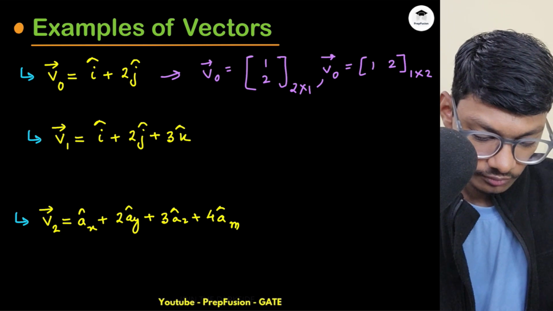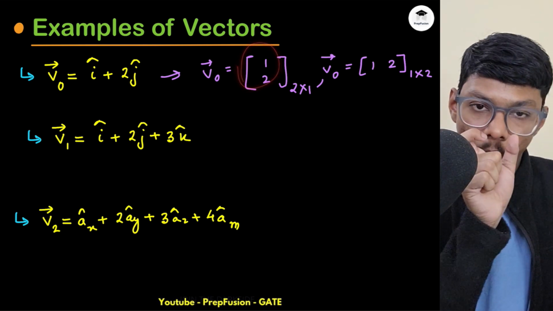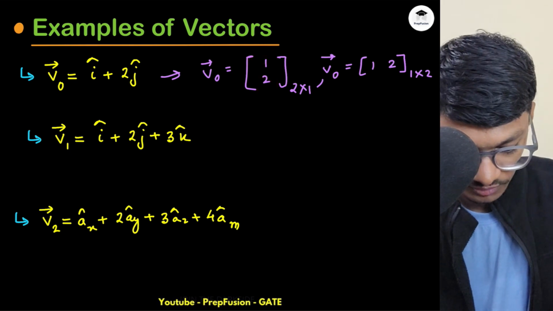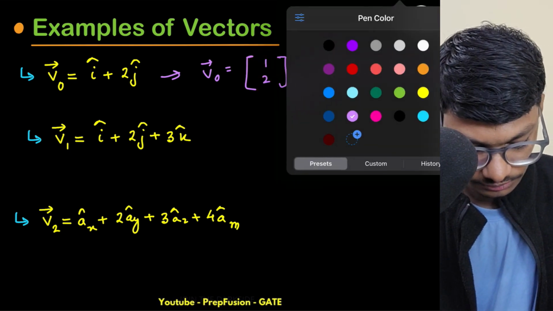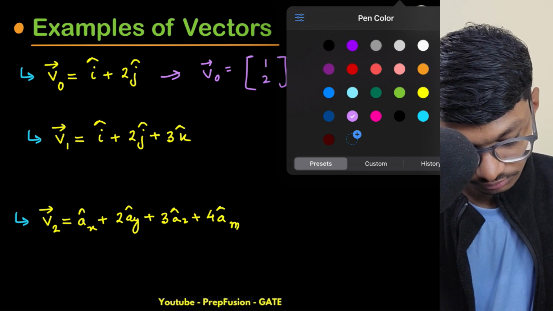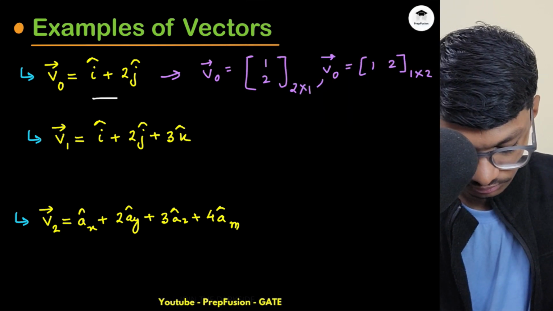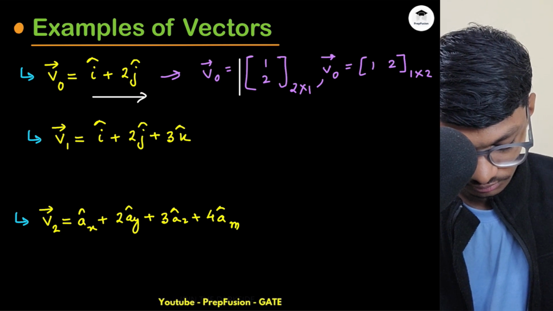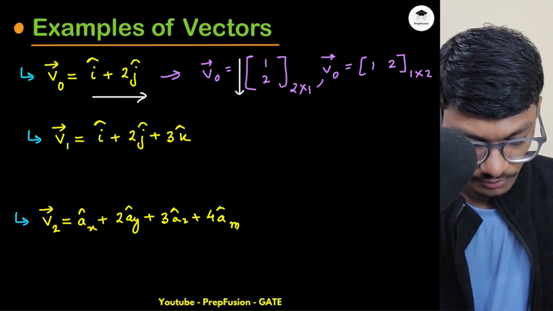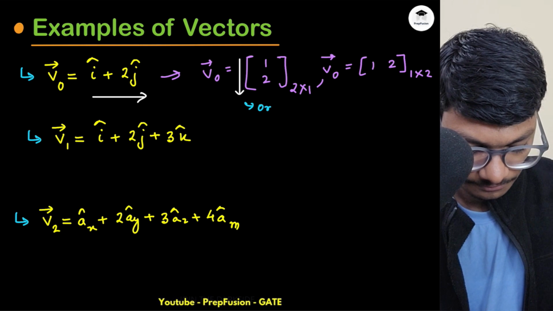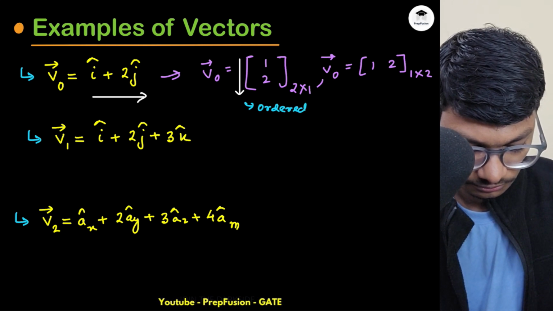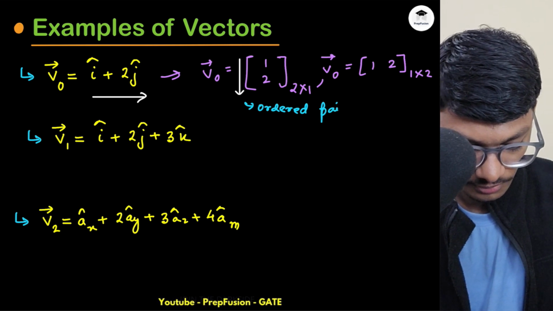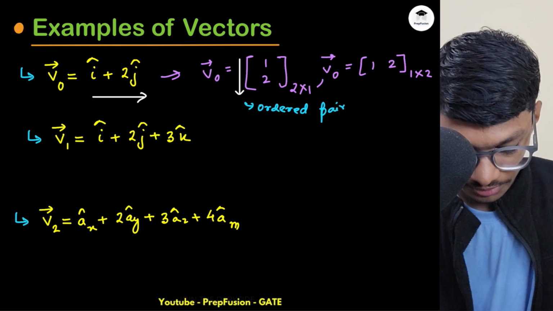So here what do you observe? This is an ordered pair. 1 comes first, then 2. So this is an ordered pair.